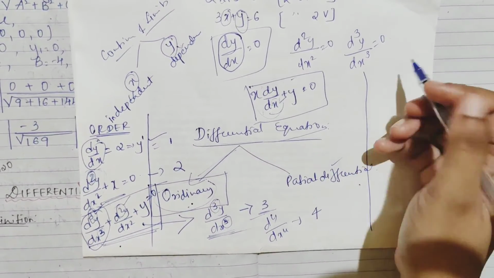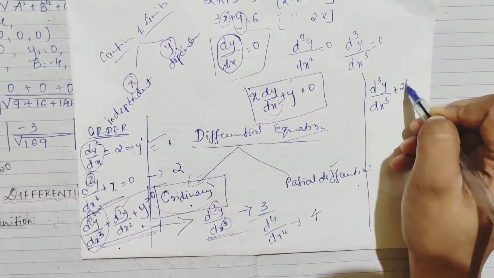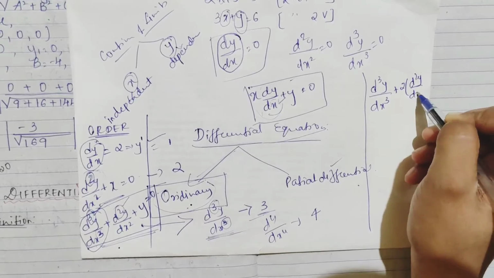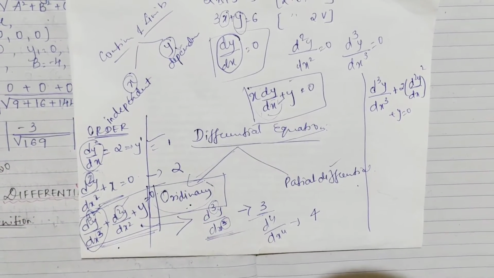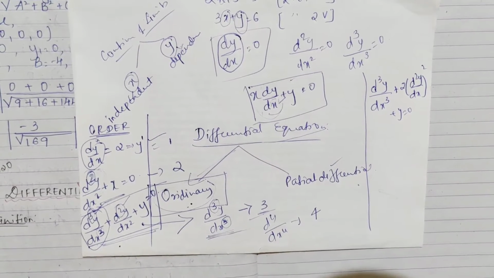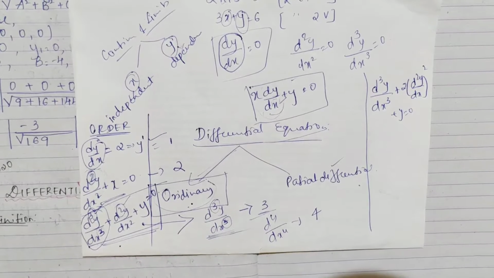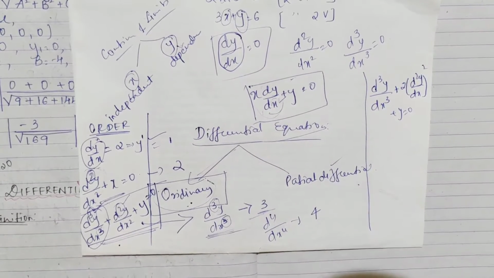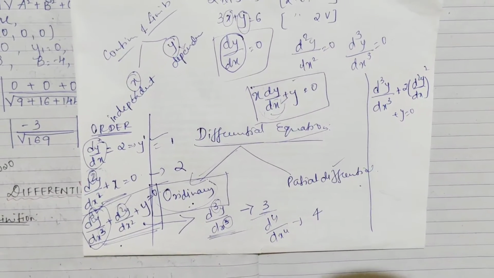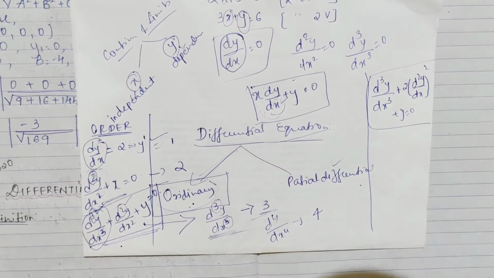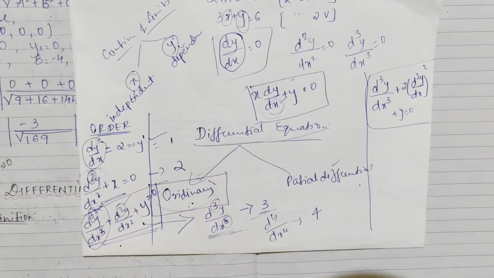Now suppose you have d cube y by dx cube plus 2 times (d2y by dx square) whole square plus y equal to 0. If such questions are there and they ask you for the order, obviously you have to go for the highest derivative. When they tell you to find the order, first you have to check the highest order, the highest derivative order of the particular differential equation they have given.